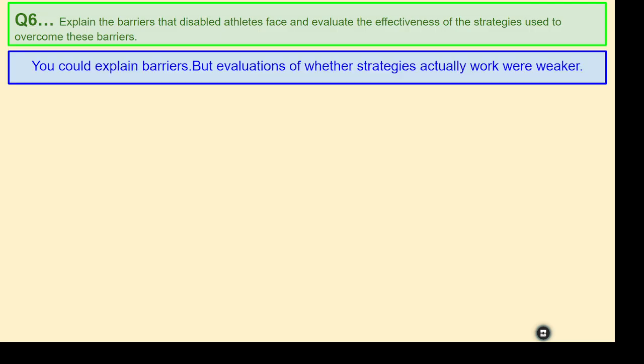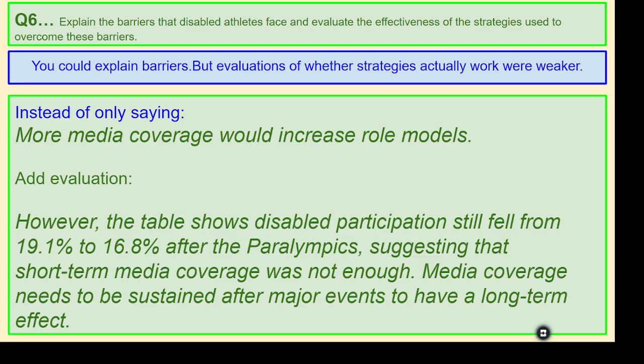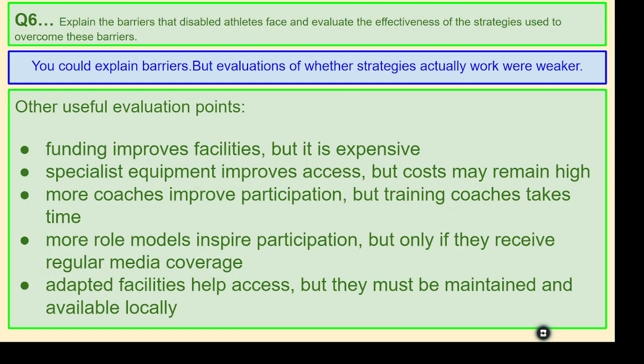Question 6 continued. Instead of just saying more media coverage would increase role models, we might want to say: in the table, we can see that disabled participation fell from 19.1 to 16.8% after the Paralympics, suggesting that short-term media coverage was not enough. Media coverage needed to be sustained after major events to have that impact within society. Much stronger evaluative phrase. Other types of evaluations that I could use include things such as funding to improve facilities, specialist equipment, more coaches, more role models, adapted facilities to help access.